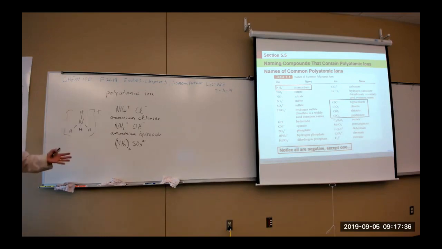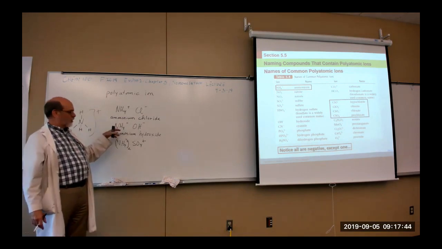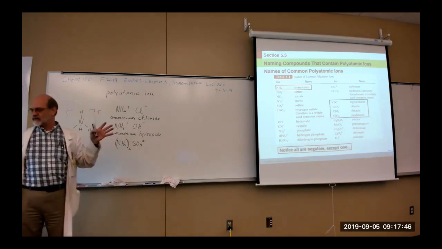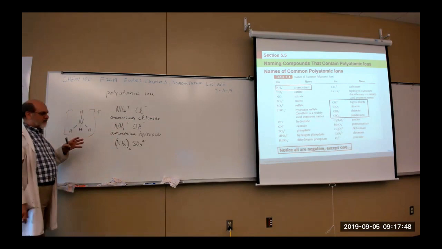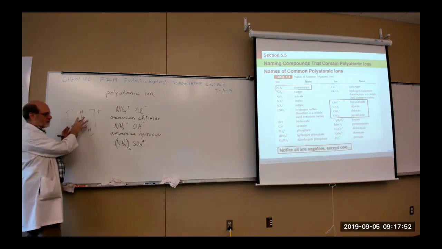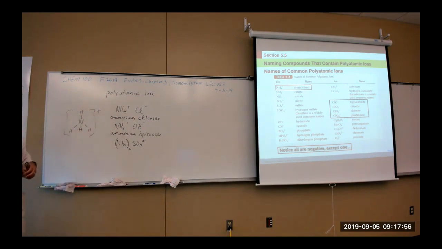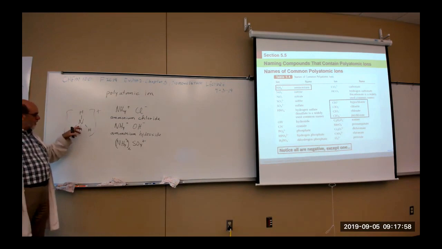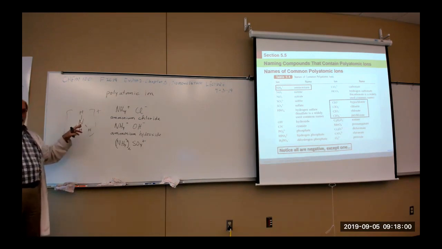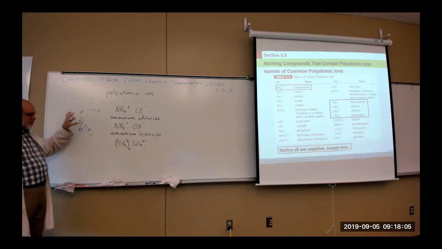Now, why do they behave as single units? Why don't they just break up? When they react with something, they don't form individual nitrogens and hydrogens. Because the bonds that hold them together are much stronger than the ionic bond that forms the union. Right? These are covalent bonds. They're much, much stronger than ionic bonds. So they behave as a unit.